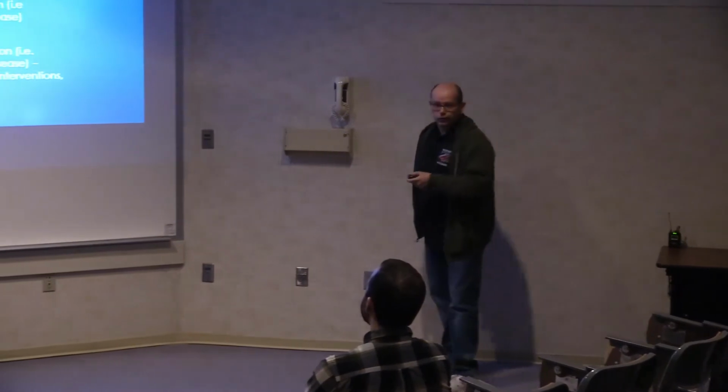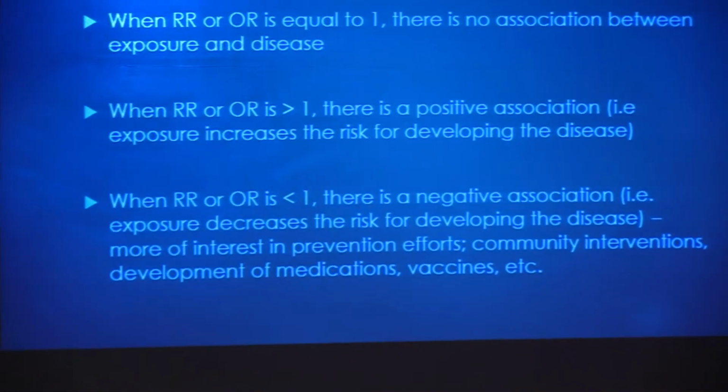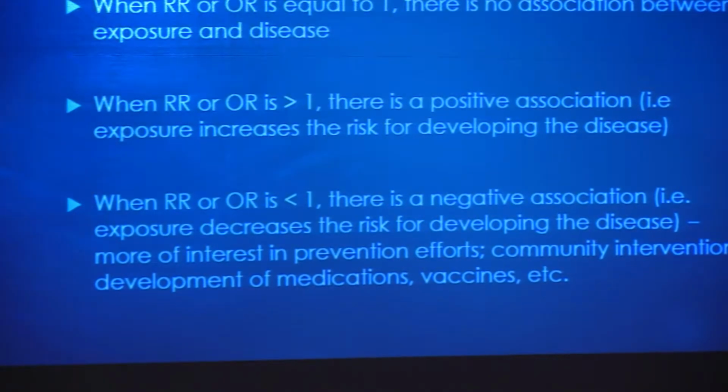When the risk ratio or the odds ratio is more than 1, we usually say we have positive association, right? Usually that means the exposure increases the risk of developing the disease.